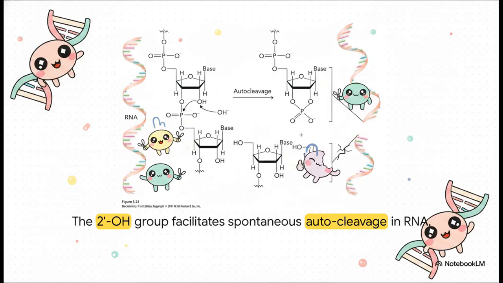This chemical fragility, it's a feature, not a bug. It makes RNA a highly dynamic, temporary messenger that can be quickly degraded and replaced. That is exactly what a cell needs to rapidly respond to its environment, which is a stark contrast to the permanent, long-term storage of DNA.